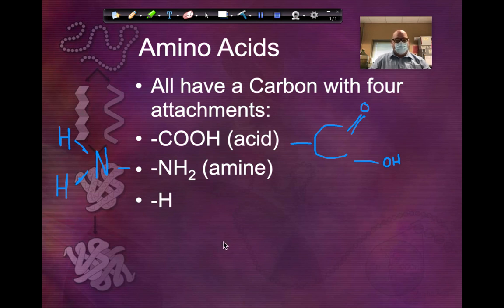So let's put it all together. You have one carbon in the middle of the amino acid, and you're going to have a second carbon over here, and that's going to be your carboxyl side, your double bonded O and your OH, okay? So that carbon has 4 bonds, okay? 1, 2, 3, 4.